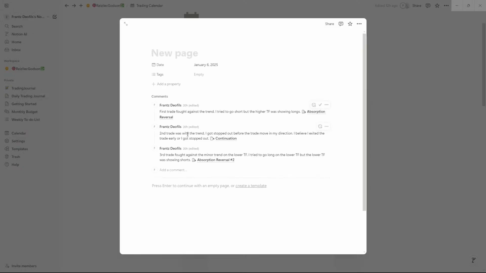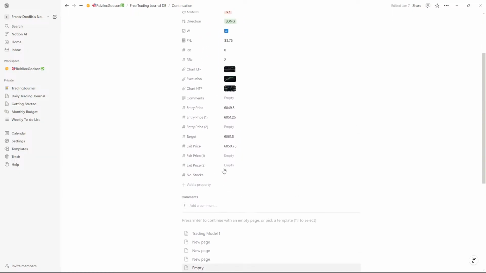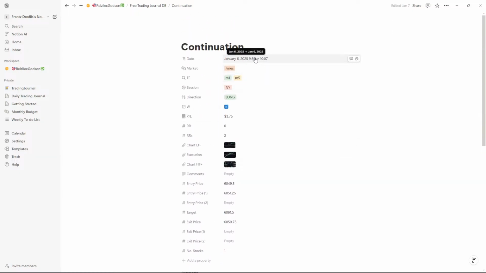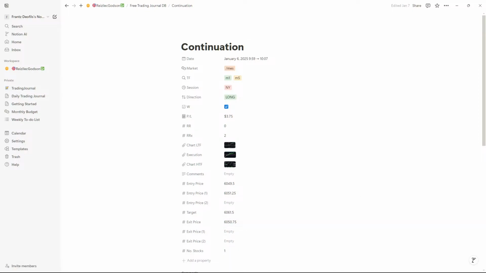The second trade was with the trend. I got stopped out before the trade moved in my direction. So I believe I either exited the trade early or I got stopped out. I don't remember exactly what or when. I have the time 9:59. So let's see if we could pull it. I don't want to put it up on this one. I'll pull it up on my other computer.